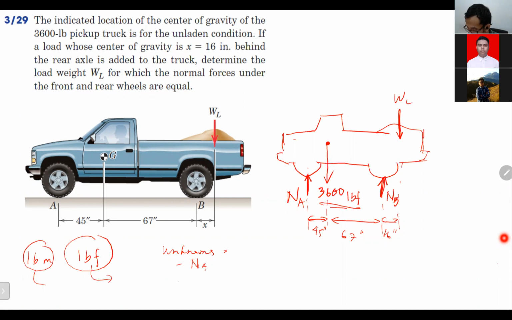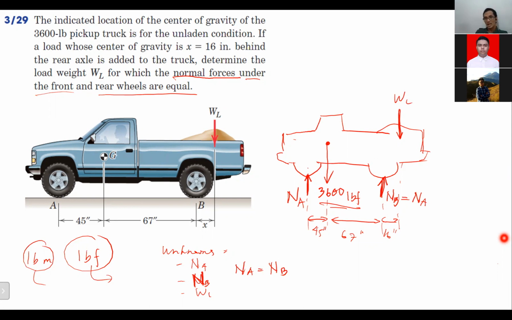NA, NB, and also the weight of the load. Then we have one more piece of data, which are the distances. The normal force under the front and the rear wheels are equal, right? So we know from the beginning that NA is equal to NB. So we don't have to put everything as NA and NB; we can just replace one with the other. We can just put NB equal to NA, so all of our calculation later will be in NA, right? Yes. That's it.